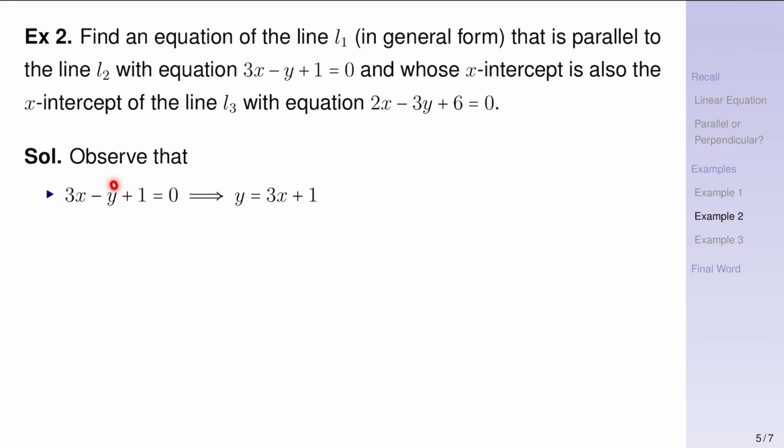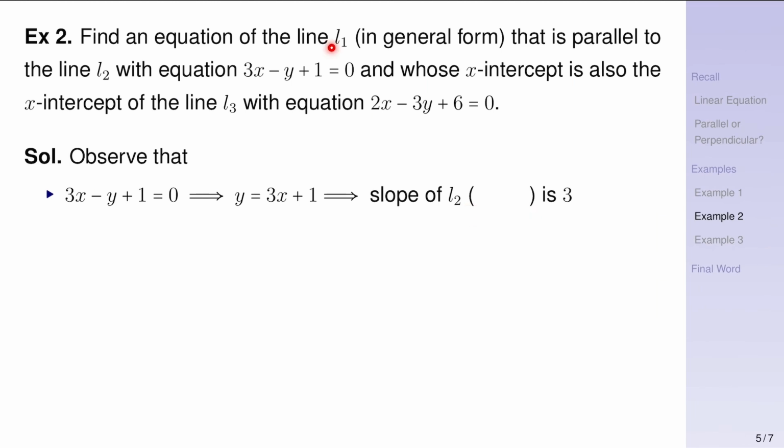So observe that 3x minus y plus 1 equal to 0, when written in the slope-intercept form, is given by y equal to 3x plus 1. All we did is just move this negative y to the other side. Once you have that, this one is in the slope-intercept form, which means the slope of the line L2 is given by 3. So the slope of L2 is 3.